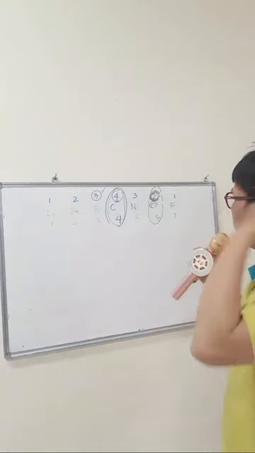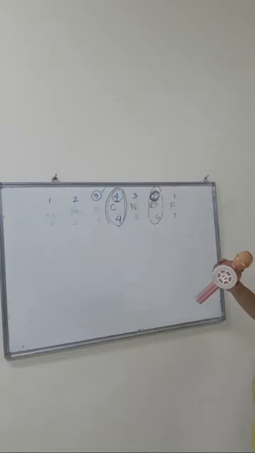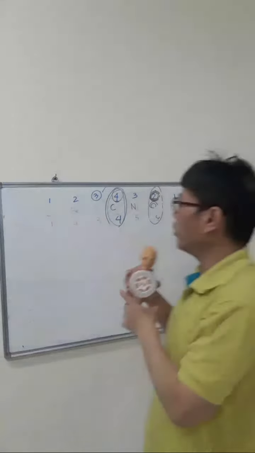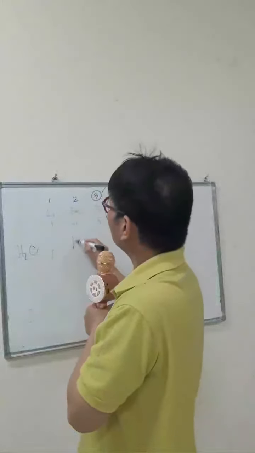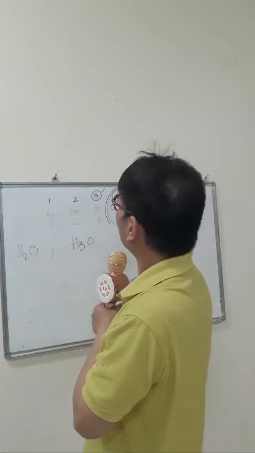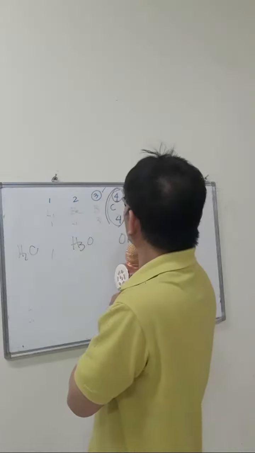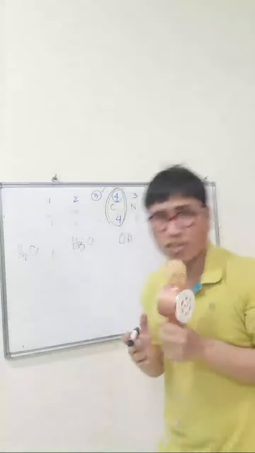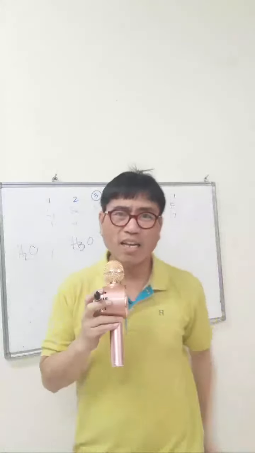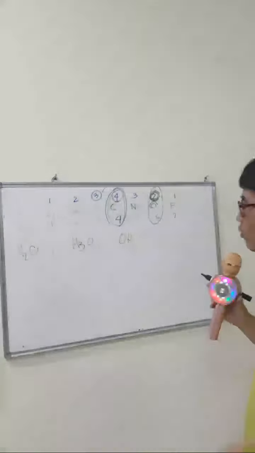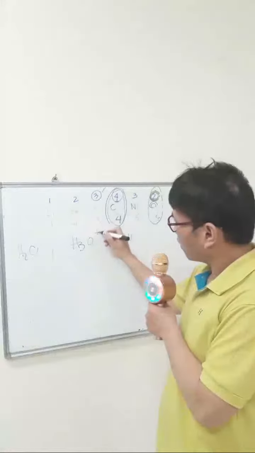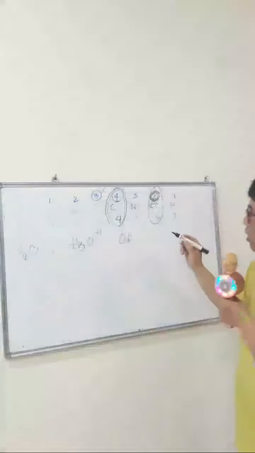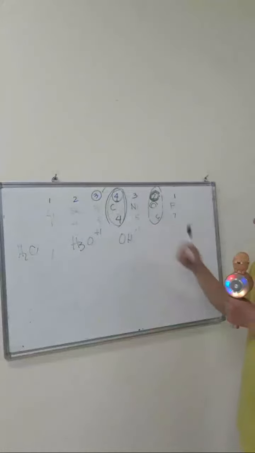Another example, for instance, water, hydronium ion, and then hydroxide. Once there is a charge, the method is different. It is totally different from a compound that has no charges. Hydronium ion is positive 1. Hydroxide is negative 1. Right?